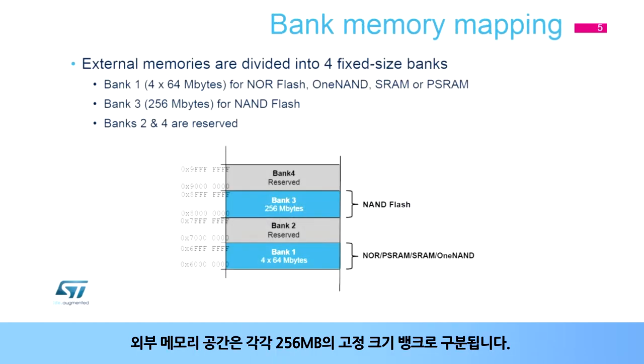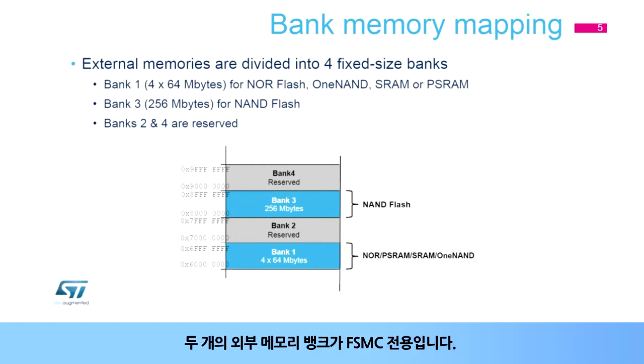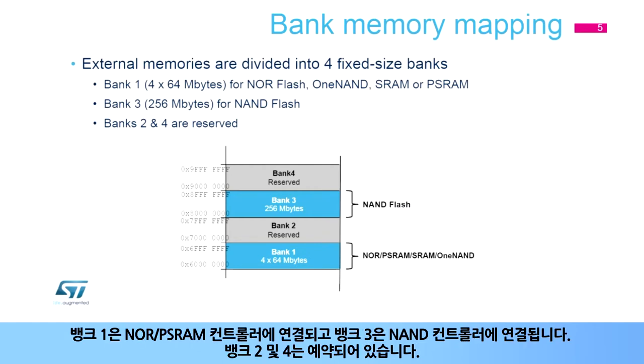The external memory space is divided into fixed size banks of 256 megabytes each. Two external memory banks are dedicated to the FSMC. Bank 1 is connected to the NOR PSRAM controller, and Bank 3 is connected to the NAND controller. Banks 2 and 4 are reserved.